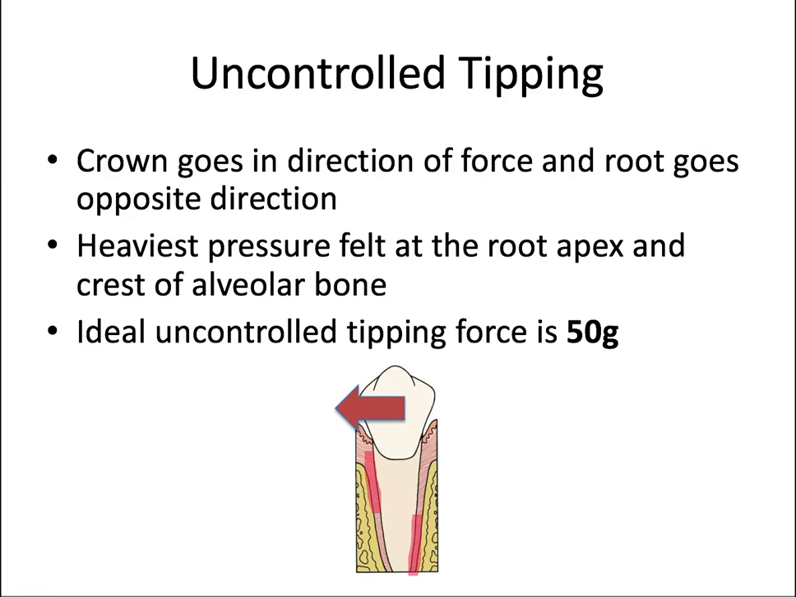So we'll talk more about specifics of center of rotation and center of resistance in the next video. The ideal uncontrolled tipping force is about 50 grams if we want to maintain that light force threshold. As a shortcut, you can remember that about 50% of the PDL on one side of the tooth is being loaded in this type of movement.